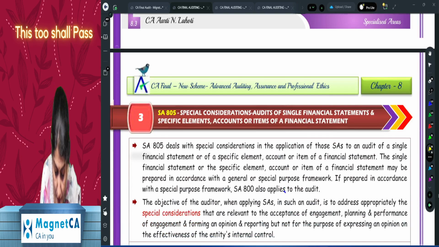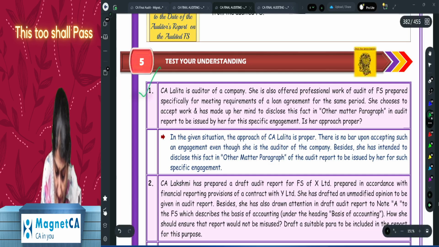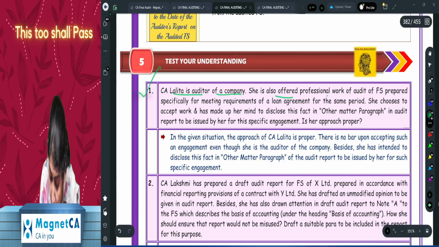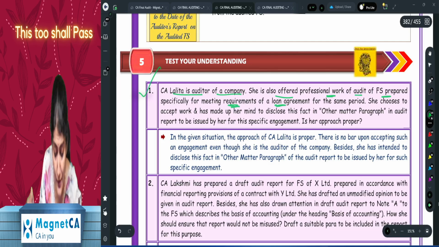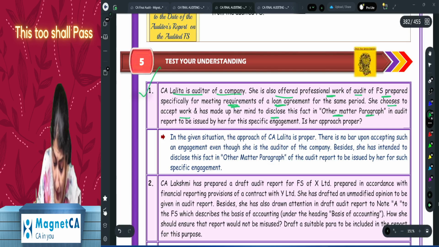So that's our discussion first on SA 800, right? So test your understanding. See, Lalita is the auditor of a company. She is also offered professional work of audit of financial statements prepared as per the requirements of a loan agreement. She chooses to accept the work and puts the matter in her audit report under the other matter paragraph. Is her approach proper, right?